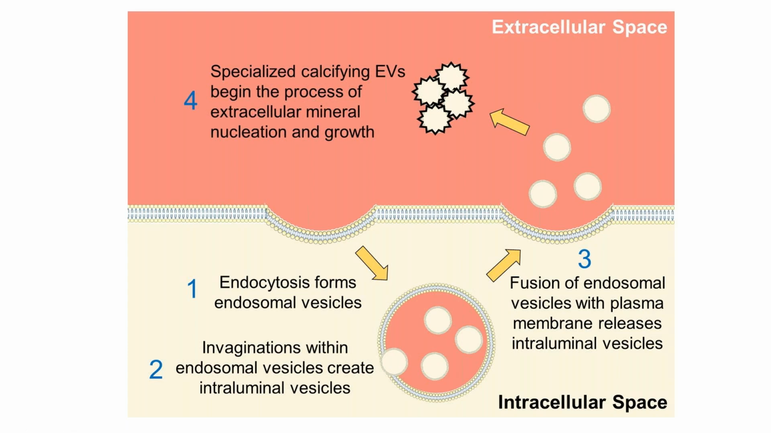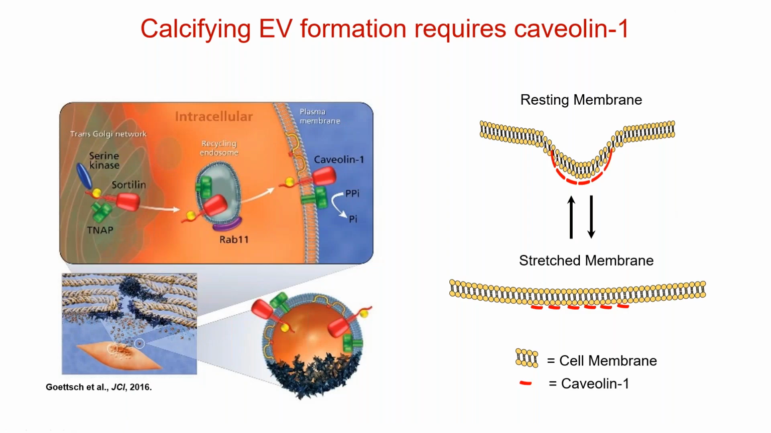And during this process, things like alkaline phosphatase and other proteins that may be crucial for calcification are loaded into these vesicles. This vesicle traffics back to the membrane, and those smaller vesicles are then released, where they can begin the process of calcification. And I was interested in caveolin 1 because of its known role in mechanics and in mechanobiology.